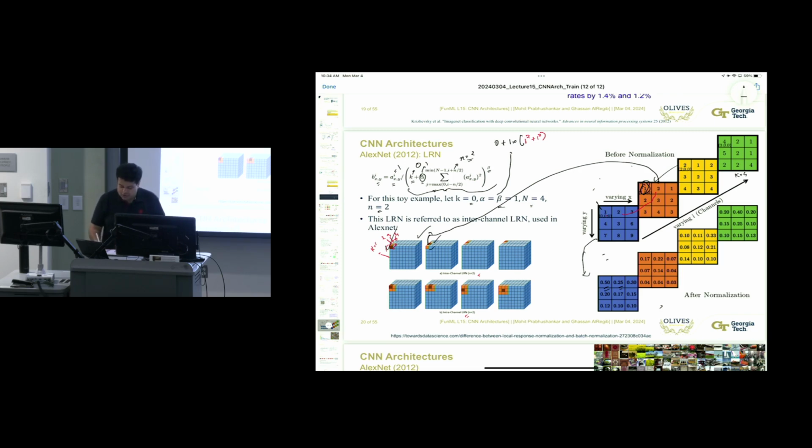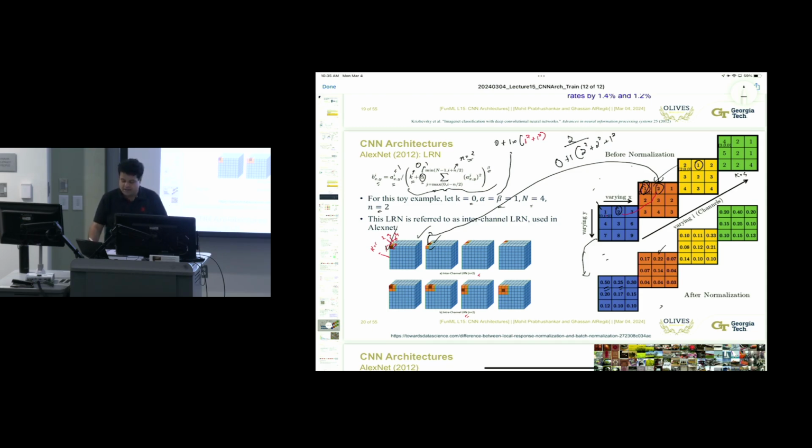So in this case, your 2 is going to be 2 divided by 0 plus 1 multiplied by, you're looking at this square and this square. So 2 square plus 2 square plus 1 square. So 4 plus 4 plus 1, which is 9, and I believe that should give you something like 0.22 as your output.